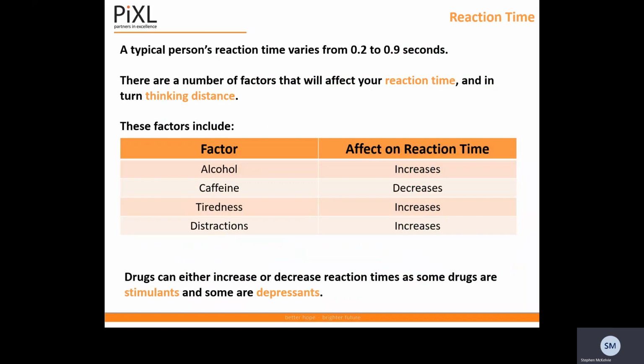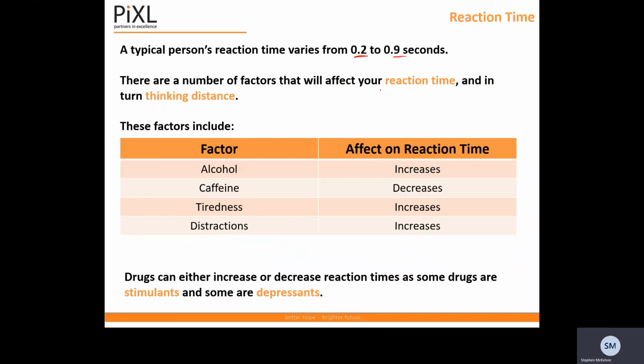So a typical person's reaction time varies from 0.2 to 0.9 seconds. Generally, the older you get, the slower your reactions. The younger you are, the quicker your reactions. If you're into sports, you'll have faster reactions than somebody who's not. And if you're a PlayStationer or an Xboxing person, then you will also have very fast reactions.